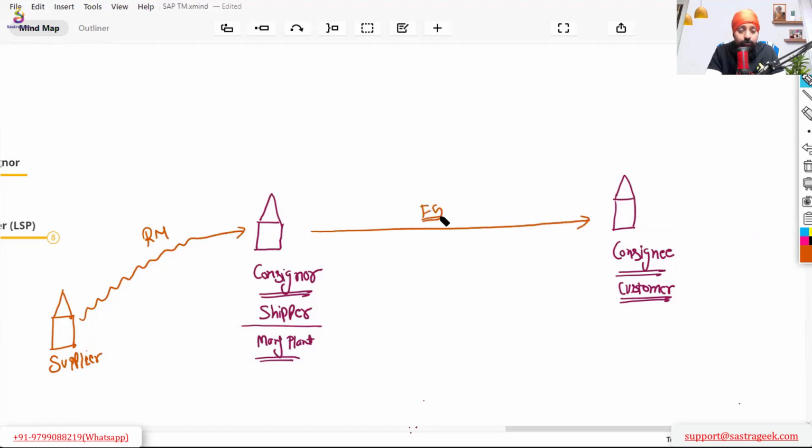In this case, who is my consignor and who is my consignee? I'm receiving materials from the supplier. Who is my consignor and who is my consignee? Answers on the chat window.